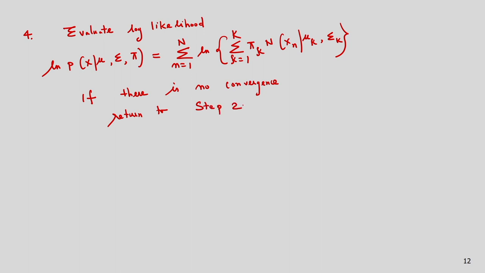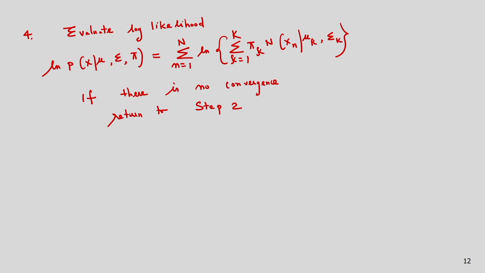So how to actually determine the convergence? Suppose I consider the parameters mean, covariance matrix, and the mixing coefficient in two successive iterations. If there are not much changes in the values of these parameters, that means I can stop the algorithm. I can determine the mean, the covariance, and the mixing coefficients from the responsibilities, and in two successive iterations, if there are no significant changes in these parameters, then I can stop the algorithm. That is the condition for convergence.